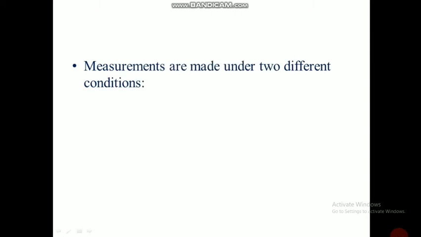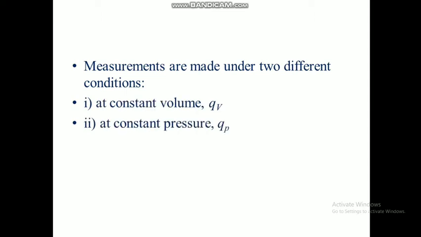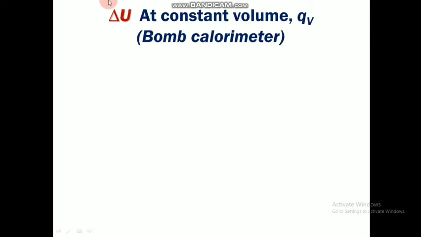So measurements in a calorimeter are made under two different conditions. One is at constant volume and one is at constant pressure. The change in internal energy, or delta U, of a system is studied under constant volume, and the change in enthalpy, or delta H, is studied at constant pressure. So first we will see the constant volume study of delta U, and the instrument which we are using here is known as the bomb calorimeter.